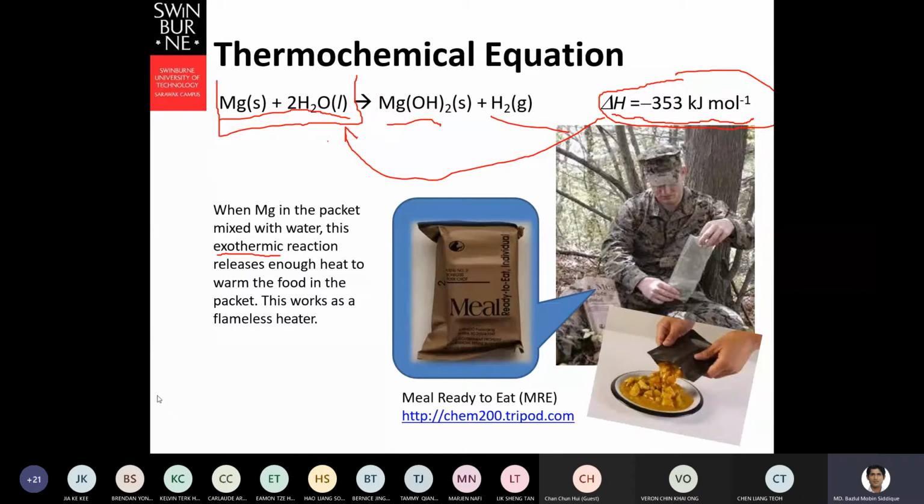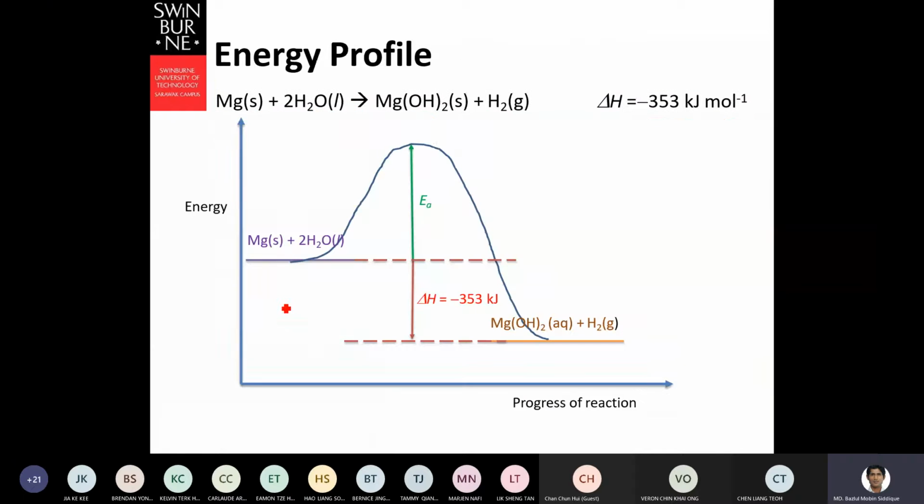All right, so if we produce an energy diagram for this reaction, all right, the exact reaction energy diagram we want to produce, we will see that magnesium was here, all right, and then here was the water molecule.